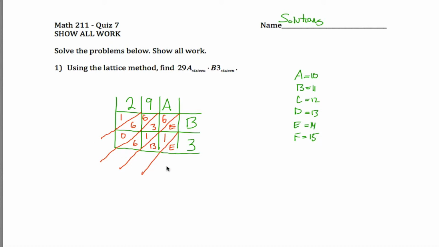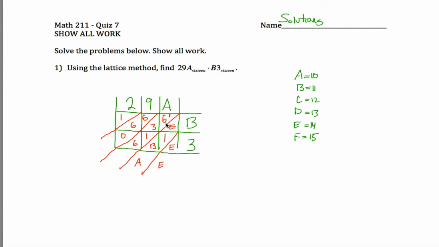And now you add along the diagonals. So along this diagonal, I just have the E. But on this diagonal, I have E plus 1 plus B. Well, E is 14, plus 1 is 15, plus 11 is 26. But to write 26 in base 16, I have to say that's one group of 16. I'll carry that. And then 10 more. So I'll write an A right here.